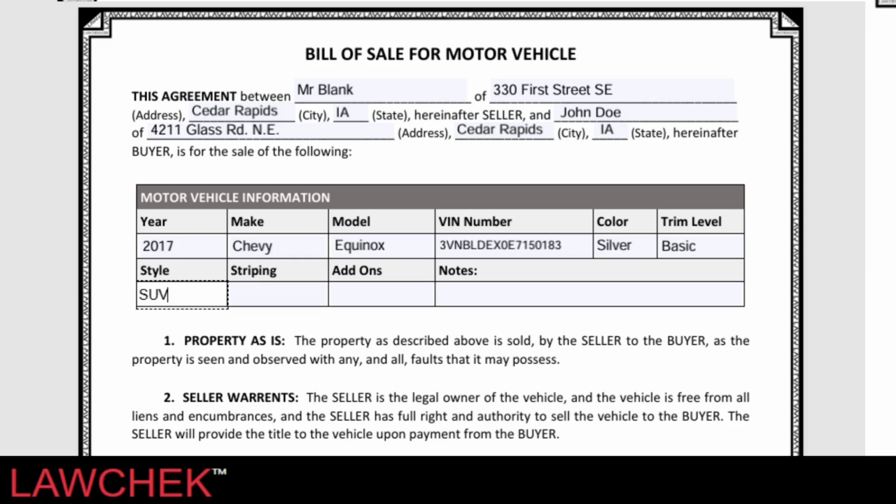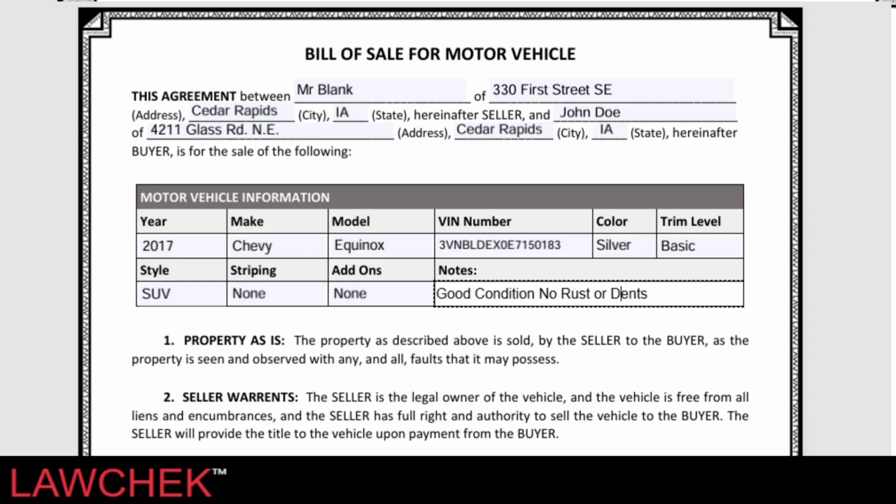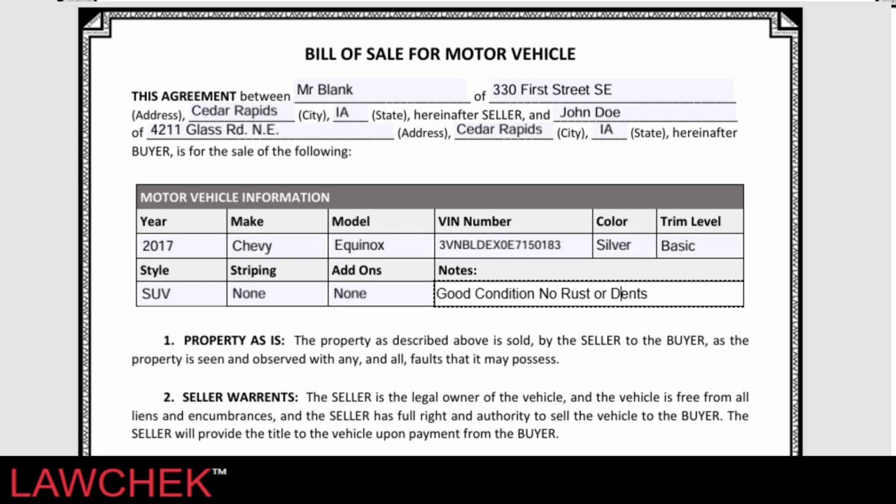It doesn't have any striping or any marks on the actual vehicle that would identify it as unique. So there's none. Any add-ons like a sunroof or a trailer hitch? No, we don't have any, so we're going to put none. If you do, please put it in there. Finally, some notes on the vehicle. We're going to say it's in good condition, no rust, no really noticeable dents in the actual vehicle.